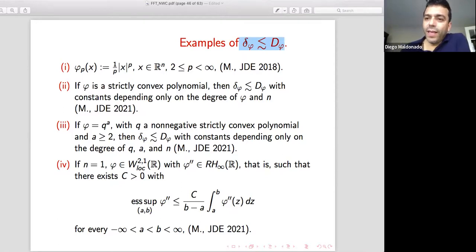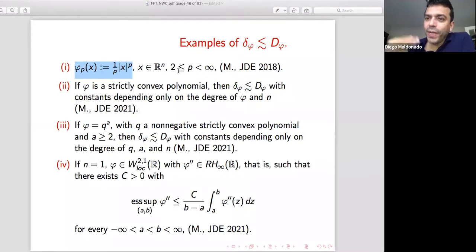Is it too good to be true? Well, there's a rich family of functions and they have this property. So here, let's look at this one. If you do 1 over p times x to the p, where the power p now is between 2 and infinity. So we know that when p is 2, everything is wonderful. It's just the usual paraboloid, right?